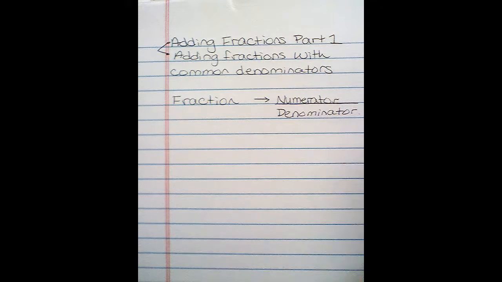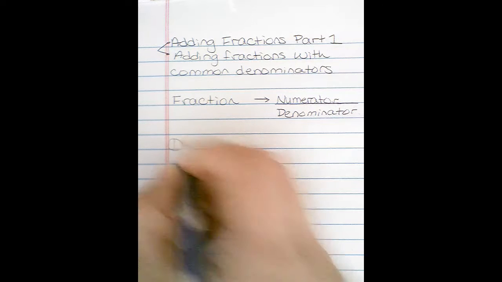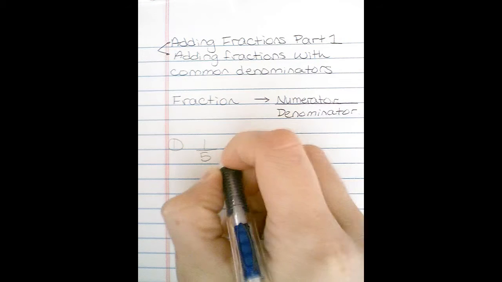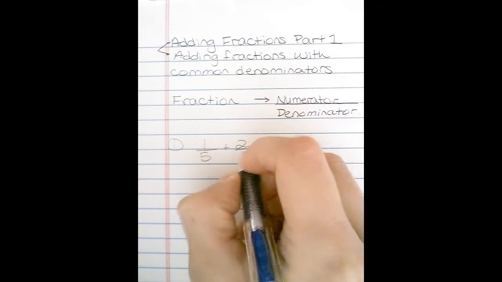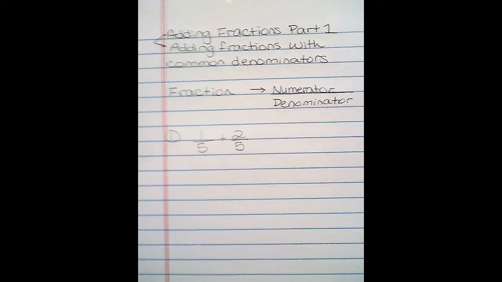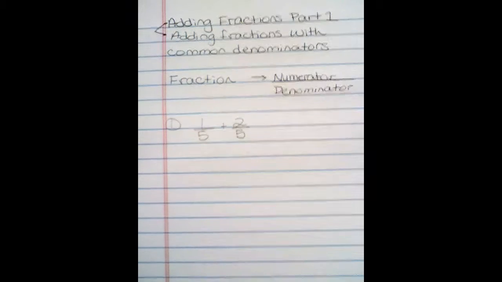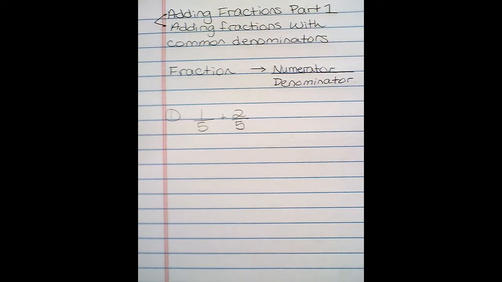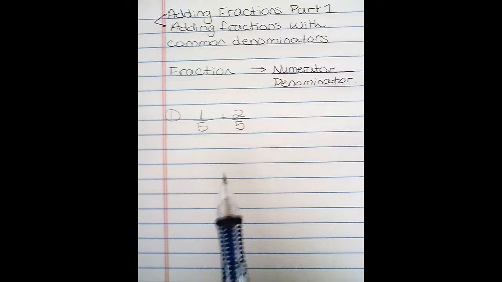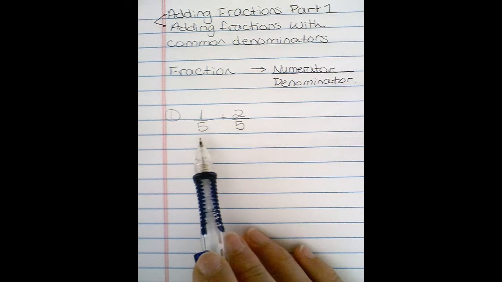So, the first problem we're going to do is 1/5 plus 2/5. Like I said above, we are adding fractions with common denominators. So, before I start adding anything, I need to check and see, do I have common denominators?